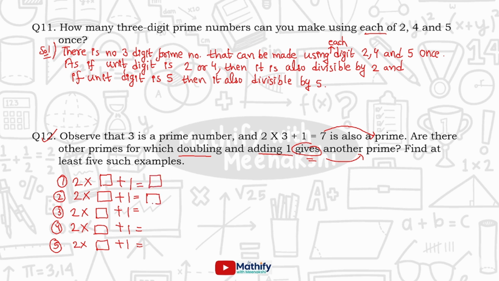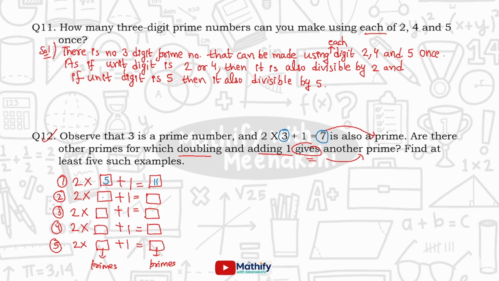So where I'm using boxes, those should be filled by prime numbers. So here also you have to write all primes and here also you have to write all primes. So let's think first. What I can write is like 2 into 5. You can't write 3 because they have already given you 3 and 7 as the example. So 2 into 5 is 10. 10 plus 1 is 11. Again prime.